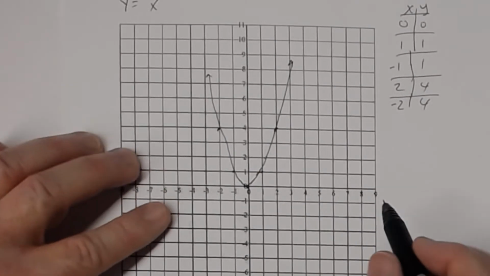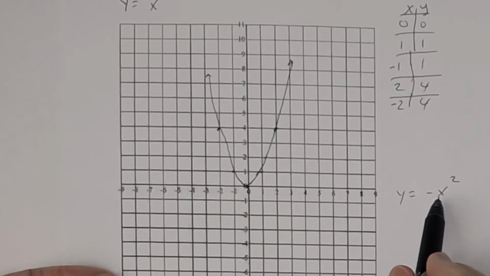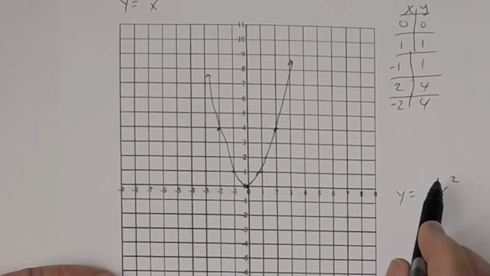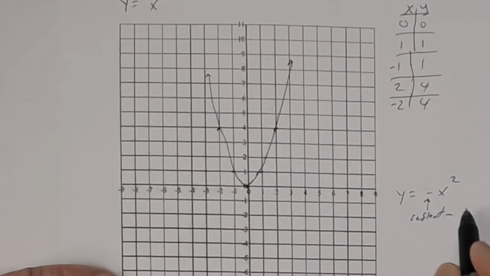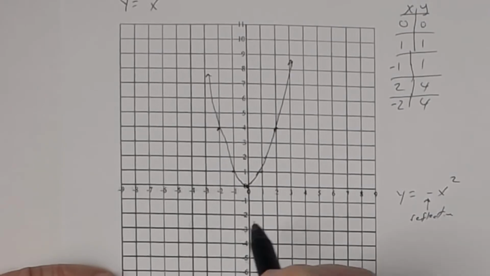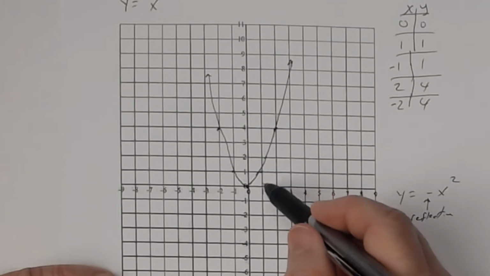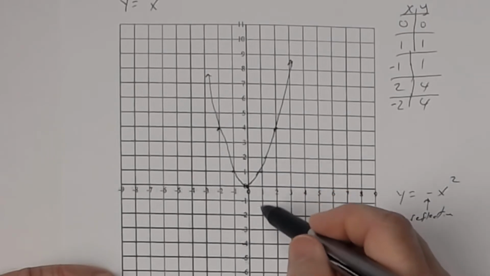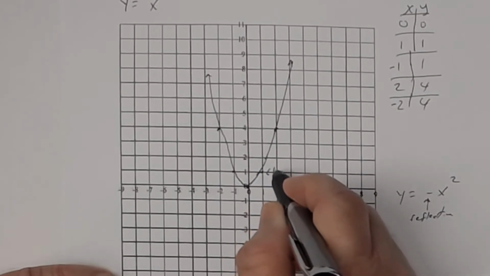Now, I'm going to do y equals negative x squared. Remember, we talked about the idea of reflection. This is a reflection about the x-axis. You're taking the parent function and reflecting it about the x-axis. When you reflect about the x-axis, the x-coordinate stays the same and the y-coordinates become opposites. Remember this point here was (1, 1).